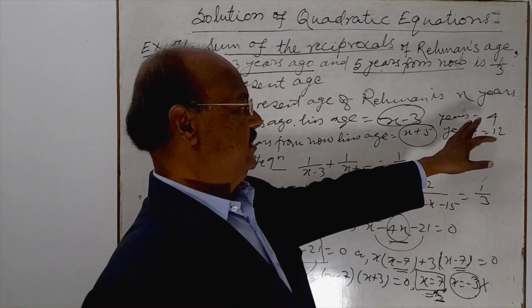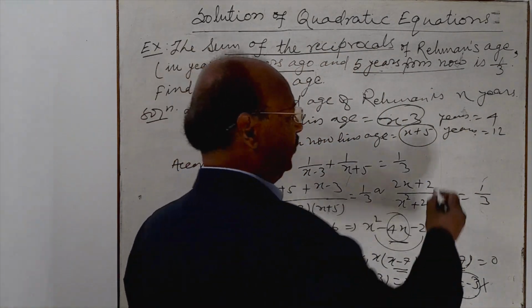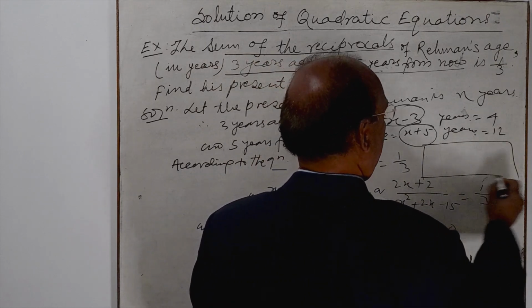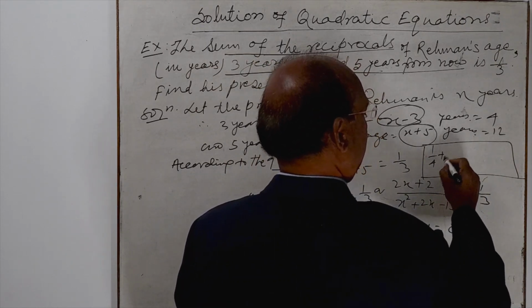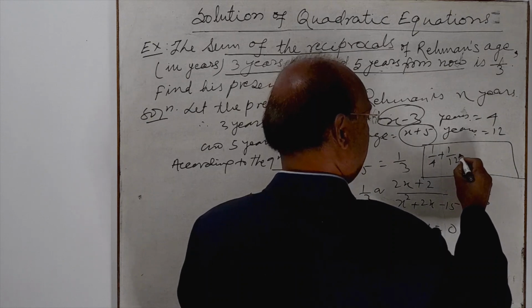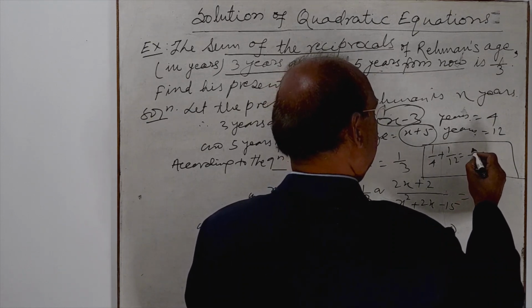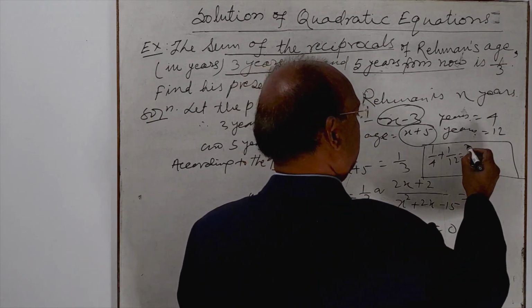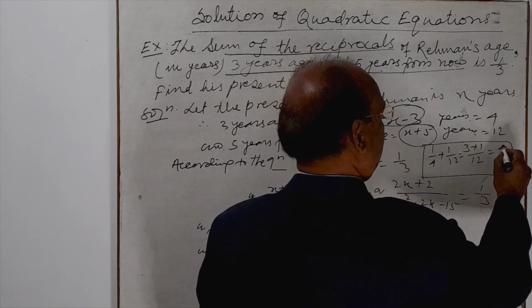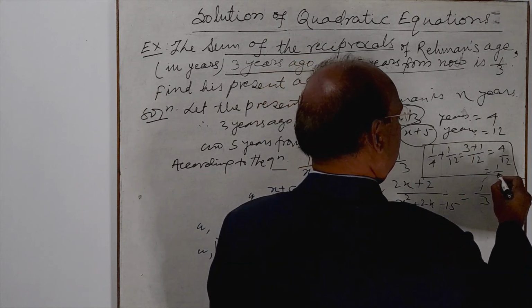And what will be the sum of reciprocals of these two? We are checking the answer. Sum of reciprocals: 1 by 4 plus 1 by 12. LCM is 12. This is 3 plus 1, 4 by 12, which is equal to 1 by 3.